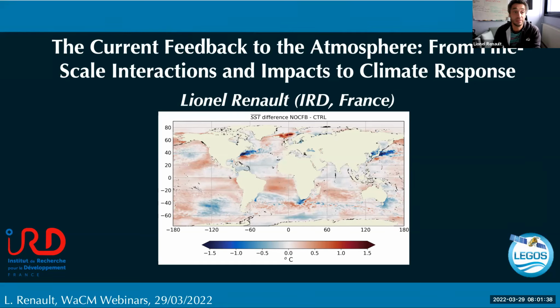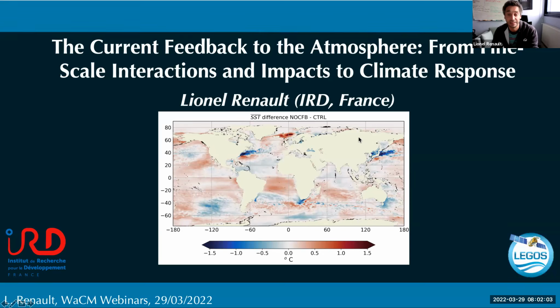Hi everybody, thank you for having me here. Today my talk will deal with the current feedback to the atmosphere, and I will illustrate the impact it can have, from fine-scale interactions and impacts to a climate response. I will try to focus on the limitations we have in the current observations. This is an illustration of the sea surface temperature.